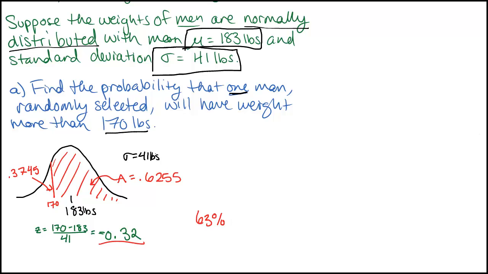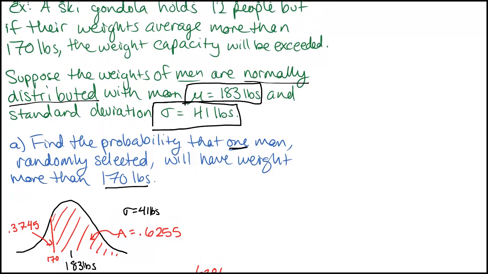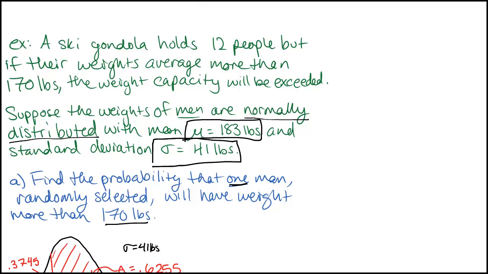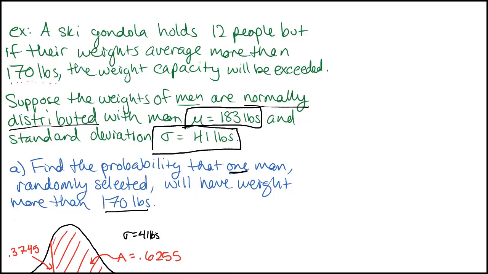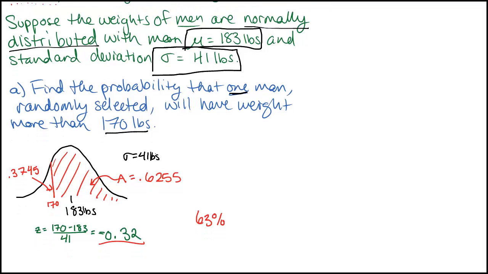If we think about this gondola problem, we already know that there's going to be a problem here. If more than half or significantly more than half of men have a weight over 170 pounds, then there's a pretty good chance that when you load 12 men on the gondola that you're going to have a problem. But this computation that we just did is really just looking at one single man. It doesn't look at what's going to happen when we take 12 men at once.